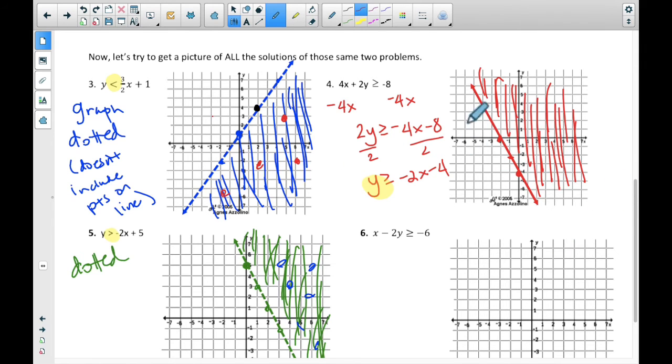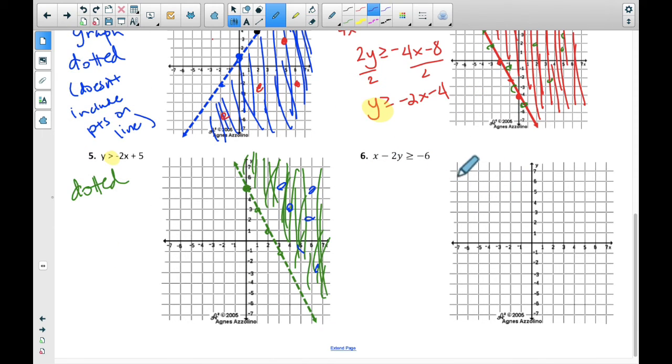And once again, remember what this means is, this means that any point on this side, if I plugged it in, it would be greater than or equal to -8. Anything that I plugged in from the line itself, it would be equal to -8. And anything I plugged in over here would be not equal, be less than -8. So those would not work.